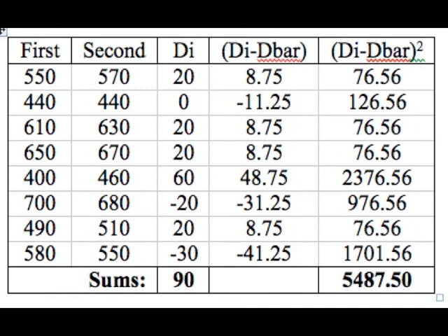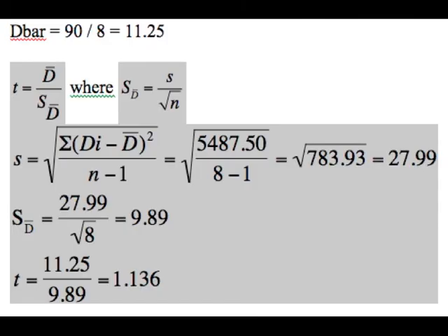The next column is taking the difference scores and subtracting from them the difference mean. And finally, the last column, I squared each of these. So now we have all the information we need to calculate our paired samples t-test or our matched t-test. So first we need to get our standard deviation. So we plug in our sum of all the squared differences from the mean of the differences over n minus 1, square root that, and we get 27.99.